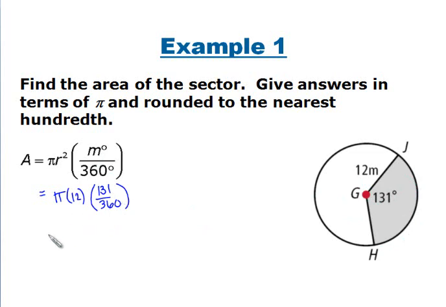And that's it. We just plug this in. We're going to go ahead and leave this in terms of pi. And we get 4.37 if we round pi. Okay, so this is the area of the sector, this part right here.